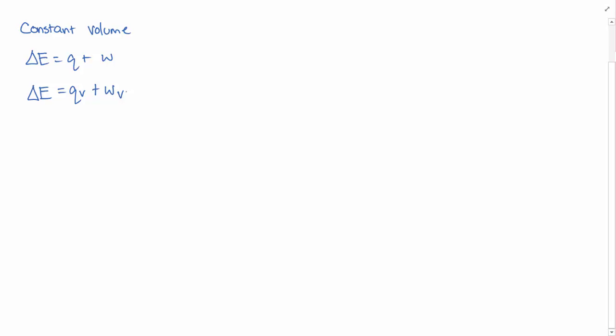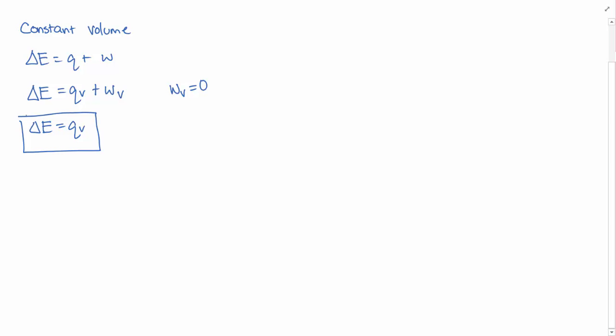Now, if we're at constant volume, as in our system isn't expanding and it isn't compressing, then there's no work being done. So work at constant volume is 0. This is if we're considering PV work only. Sometimes there can be other types of work, such as electrical work, but in this course we're only talking about PV work. So if there's no expansion or compression, as in no volume change, work is 0. So delta E then is just equal to QV in the constant volume case.